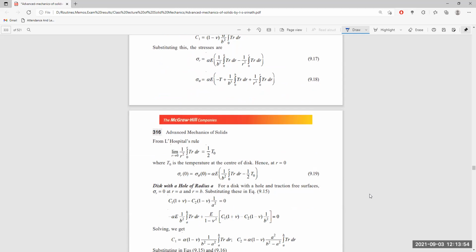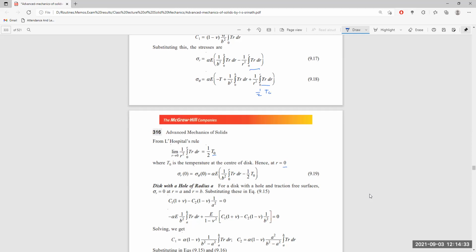Which we can write down as half average of the change in temperature equal to T0 by 2 itself. Now T0 is the temperature at the center of the disk itself. So at R is equal to 0, both sigma r and sigma theta are equal to alpha into E 1 by B square 0 to R TR into E, and we replace the value R is equal to 0 here. We are replacing this term here and this term here is by half T0 itself.